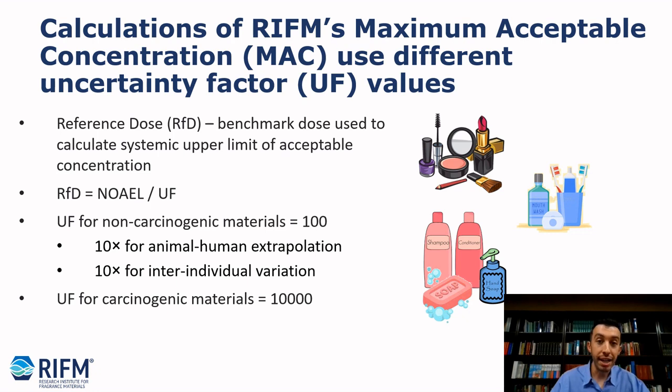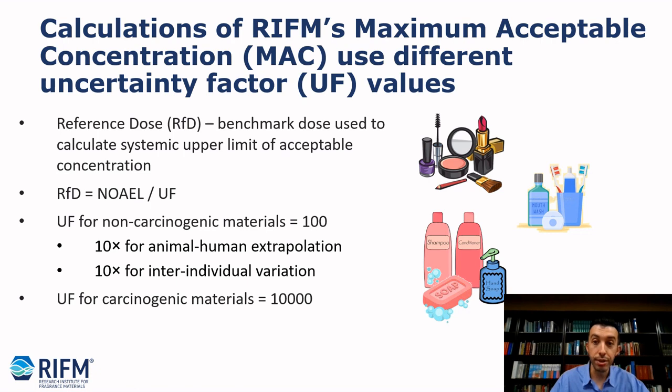When a material requires risk management, the RIFM safety assessment team performs a set of calculations to determine the maximum acceptable concentration, or MAC, values. MAC values take into account both systemic endpoints, like repeated dose and reproductive toxicity, and local endpoints, like skin sensitization and sometimes phototoxicity. On the systemic side, the first step is to take the lowest conservative no observed adverse effect level, or NOAEL, from the available data, and to convert it to a reference dose using uncertainty factors. A reference dose is a benchmark dose used to calculate the systemic upper limit of acceptable concentration.